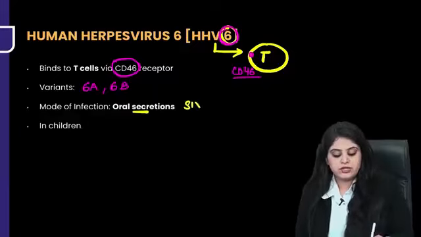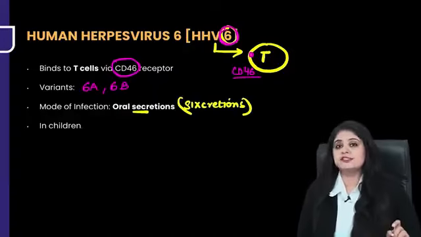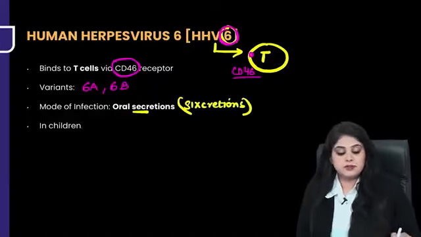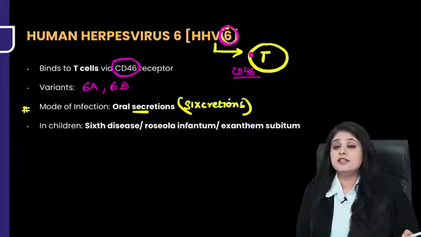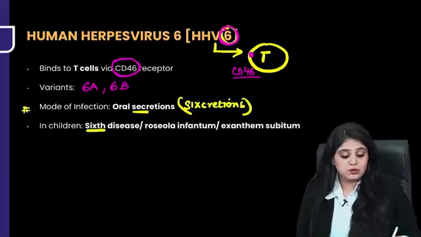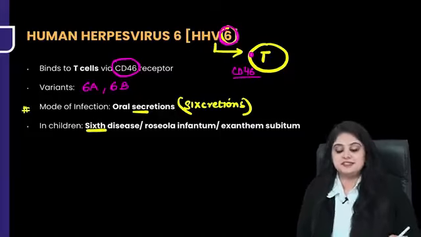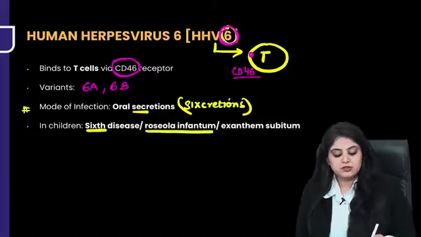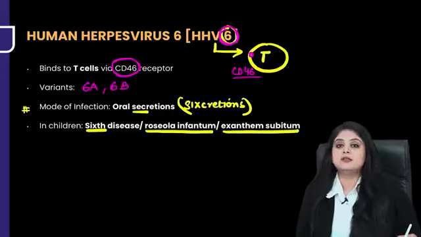So that is how you learn it. This is 6 secretions, right? So the mode of infection also has a 6 in it. And finally, please remember that is the mode of infection usually. But in children, there's a very famous disease which is also called as the 6th disease. And the 6th disease is known as roseola infantum or exanthum subitum.